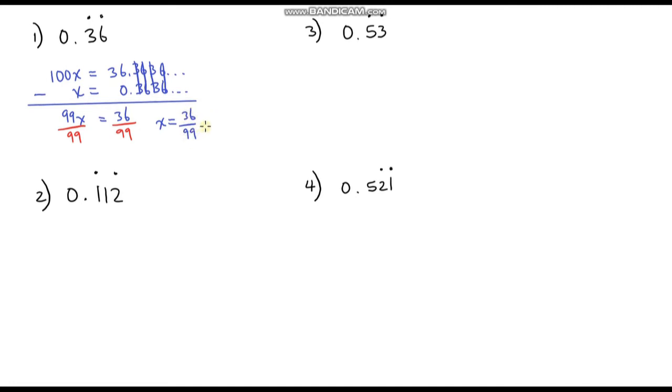Both numbers are divisible by 9. 36 divided by 9 is 4, and 99 divided by 9 is 11. So our answer is 4 11ths.